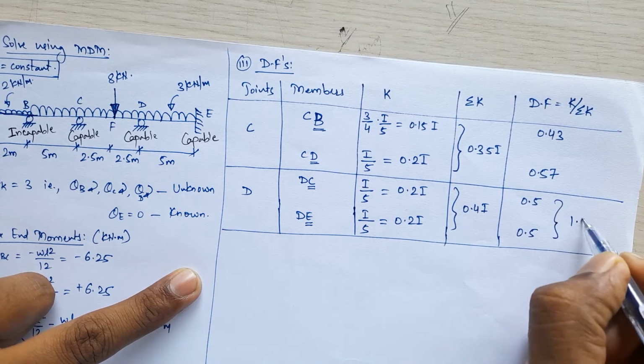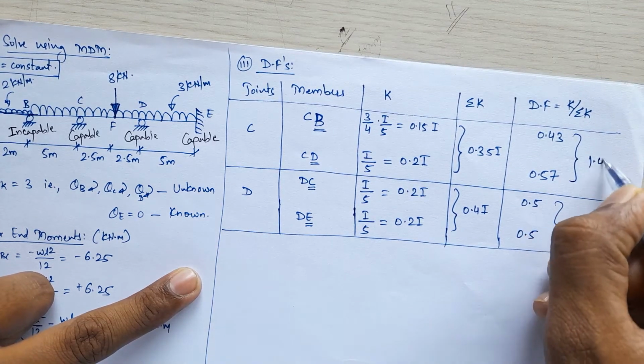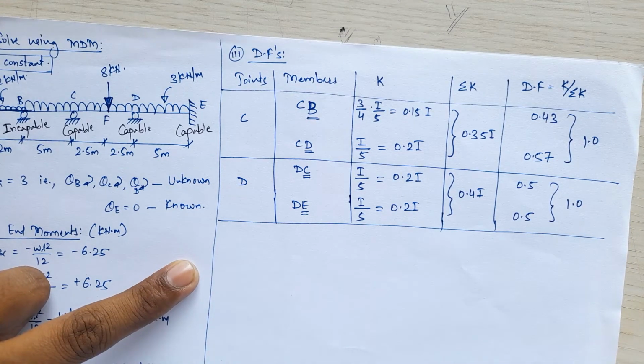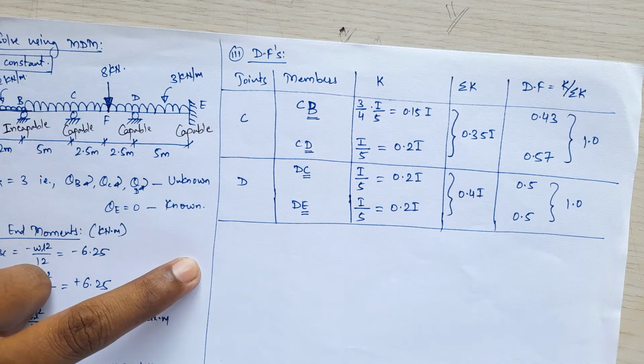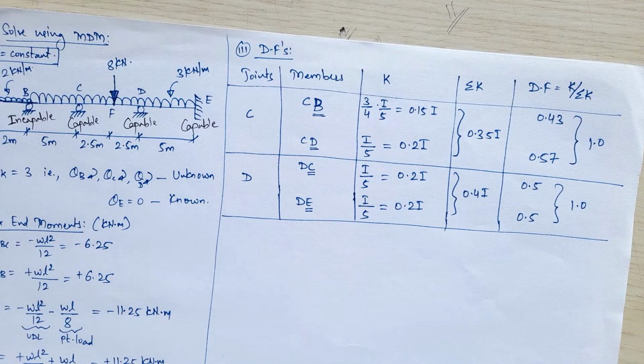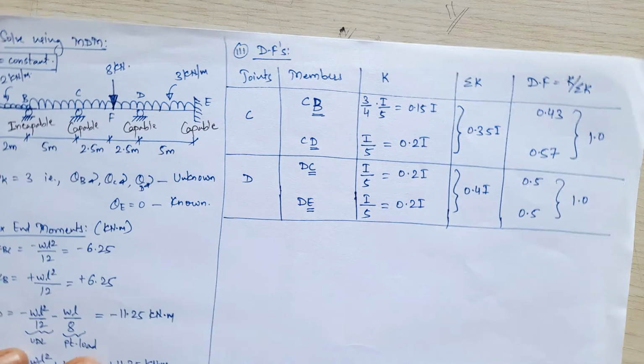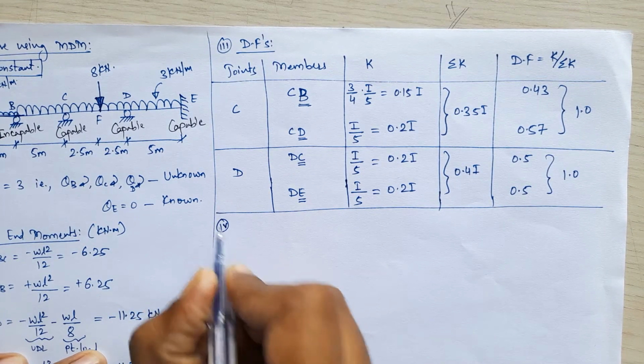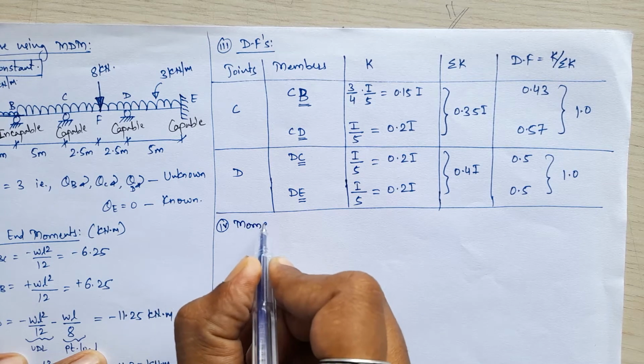The summation of these two will be equal to 1, and the summation of these two shall again come to 1. Okay, so these will be my distribution factors for members at joints having 2 or more than 2 members. Okay, now the next step will be your moment distribution table.